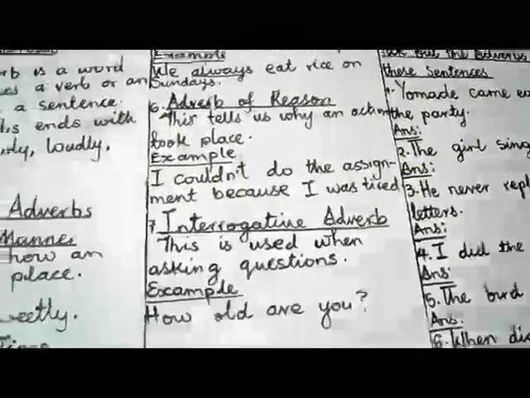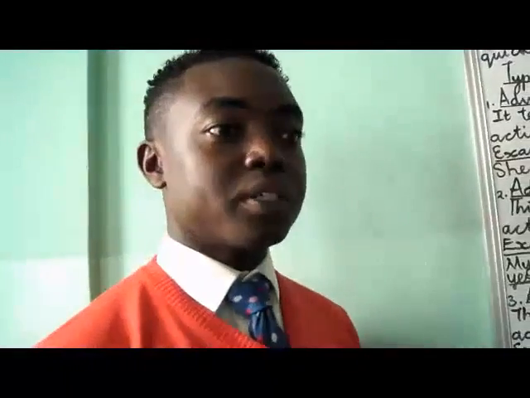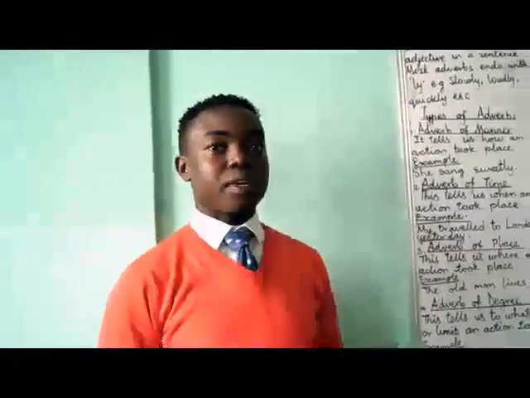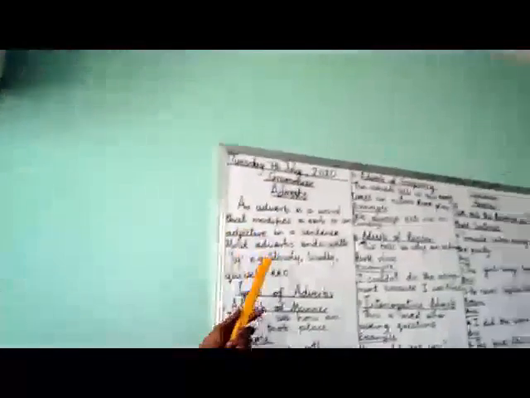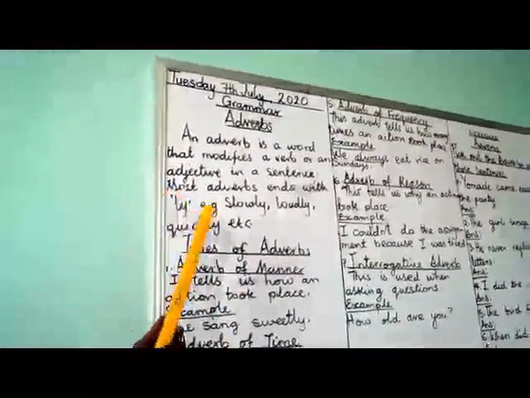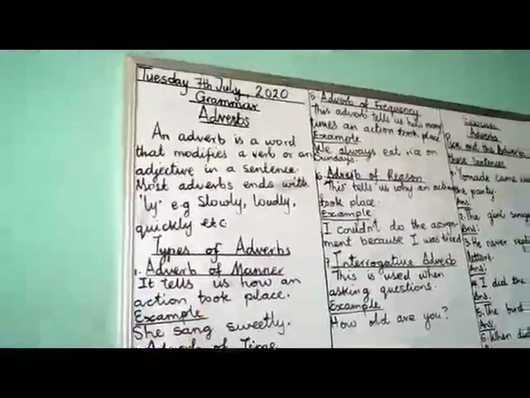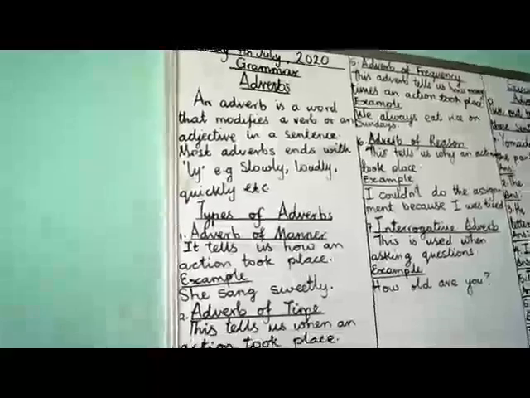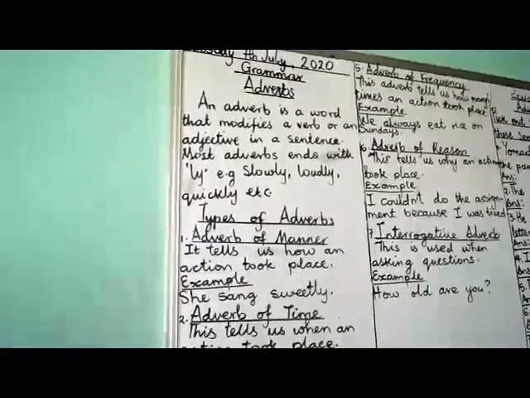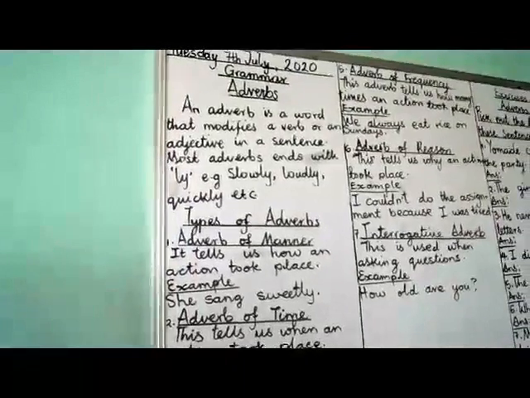So with this, we've come to the end of the class today. Like we've been taught from the beginning, an adverb is a word that modifies a verb or an adjective in a sentence. We looked at some examples of adverbs. Thereafter, we also looked at the types of adverbs with examples of such adverbs in a sentence.